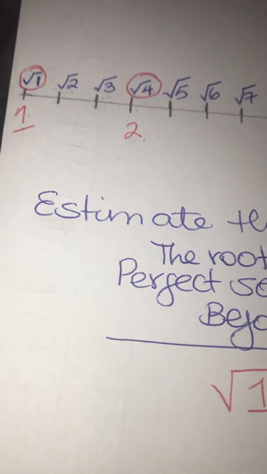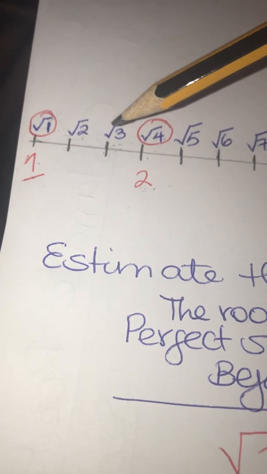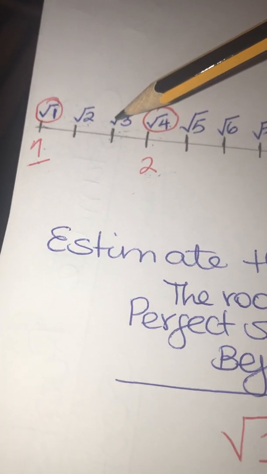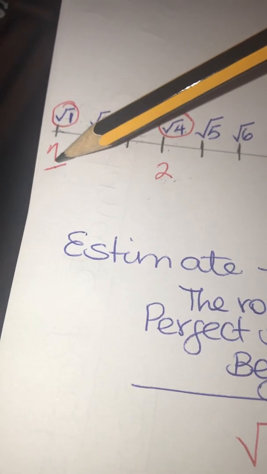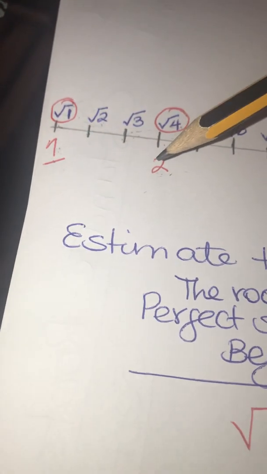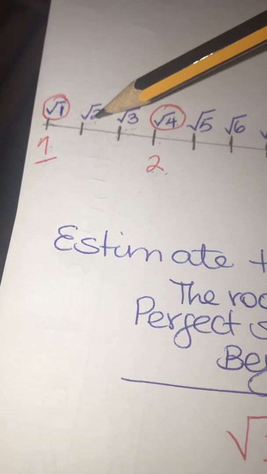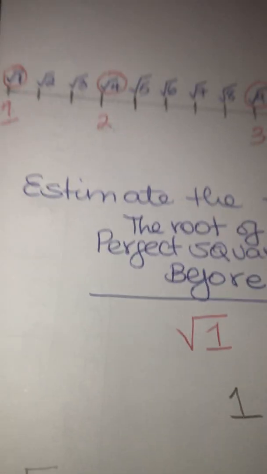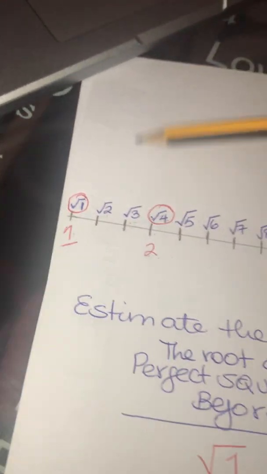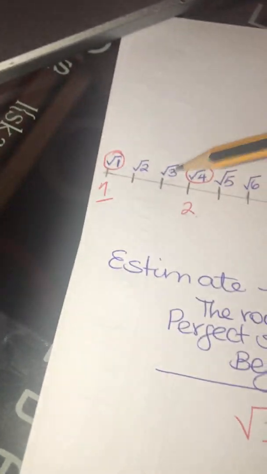Okay? Why? Because the square root of 2 and 3 are not perfect squares. They are not two same numbers. You see here, 1 times 1 gives me 1, and 2 times 2 gives me 4. So there is no two same numbers that I can multiply that will give me the square root of 2, or the square root of 3.